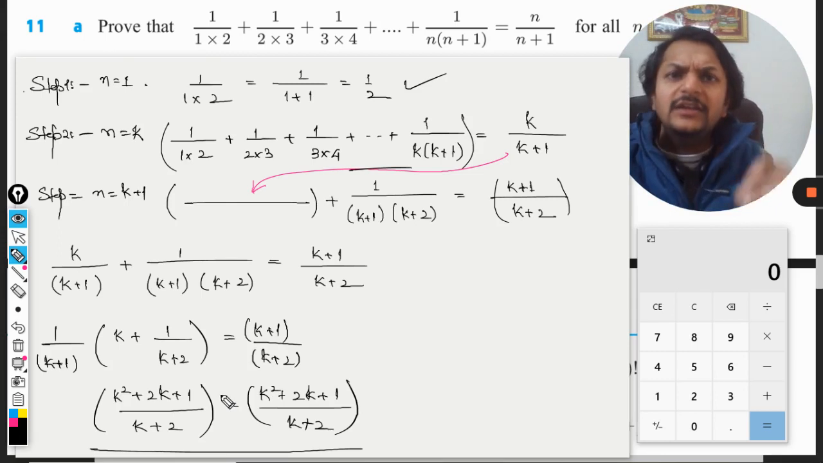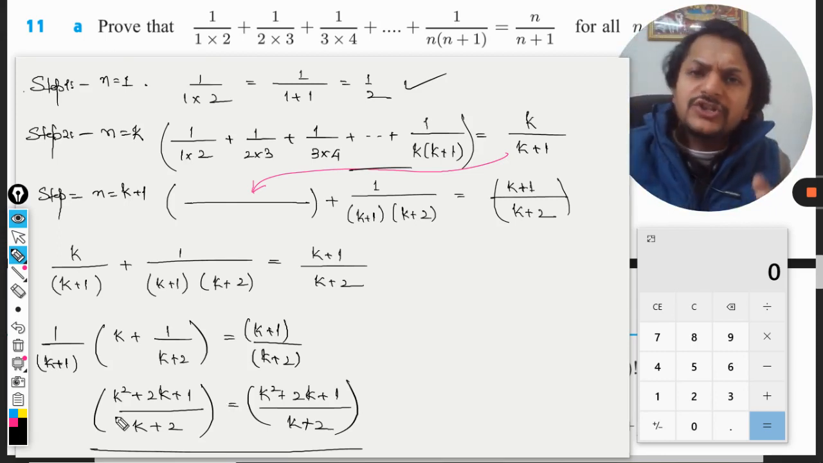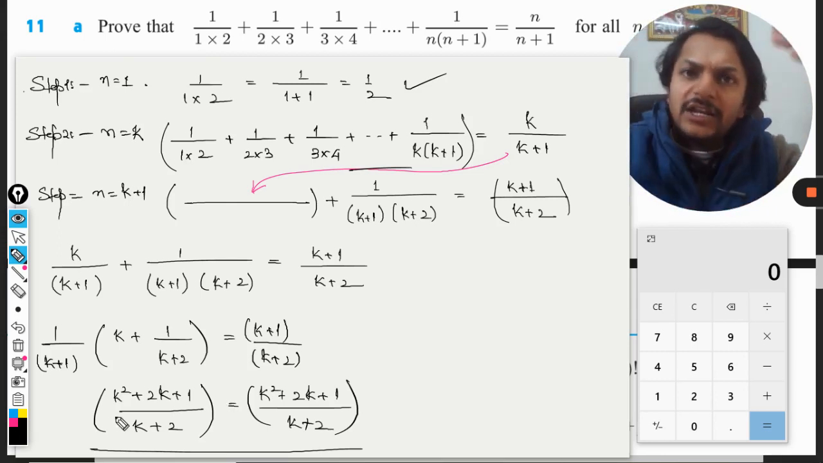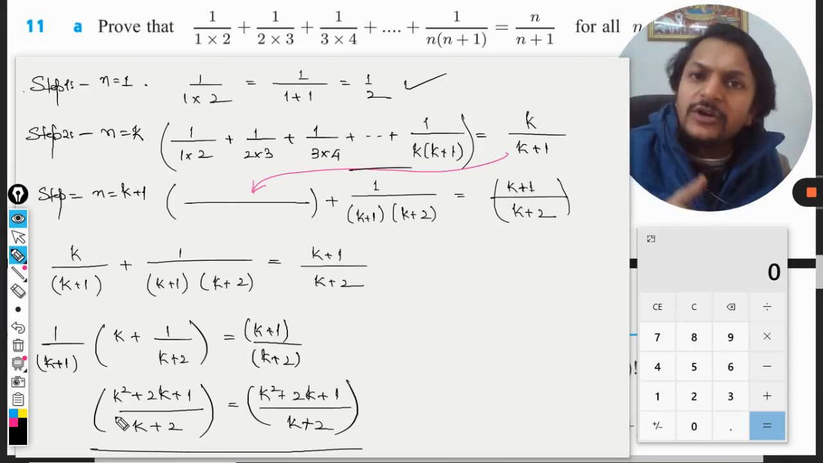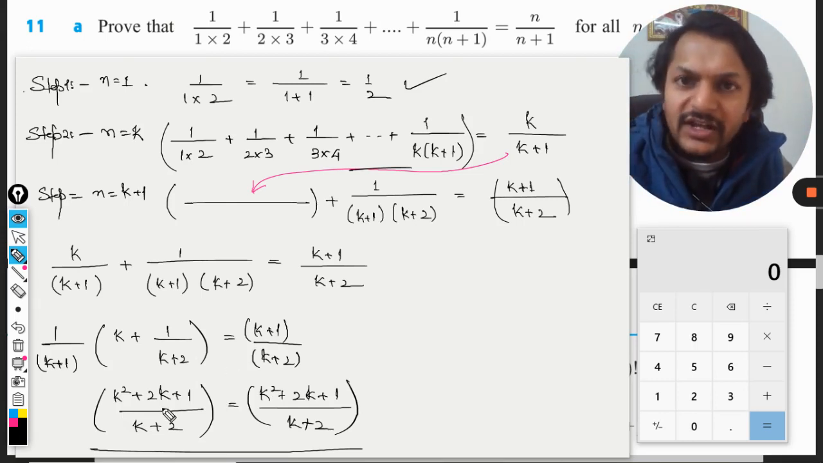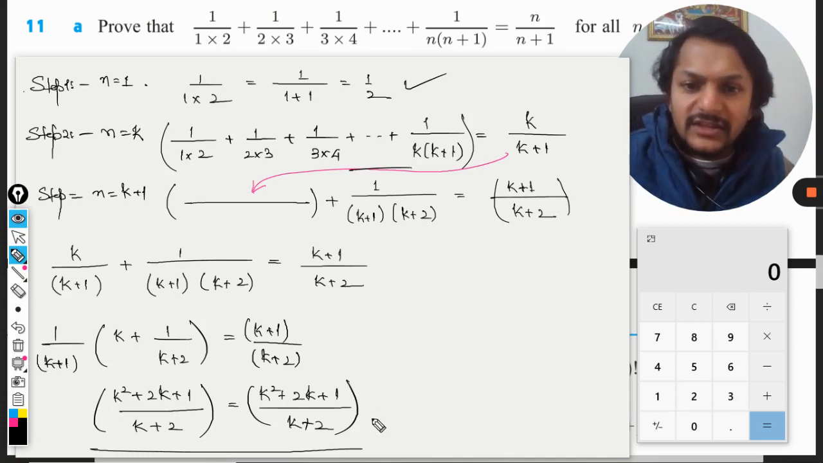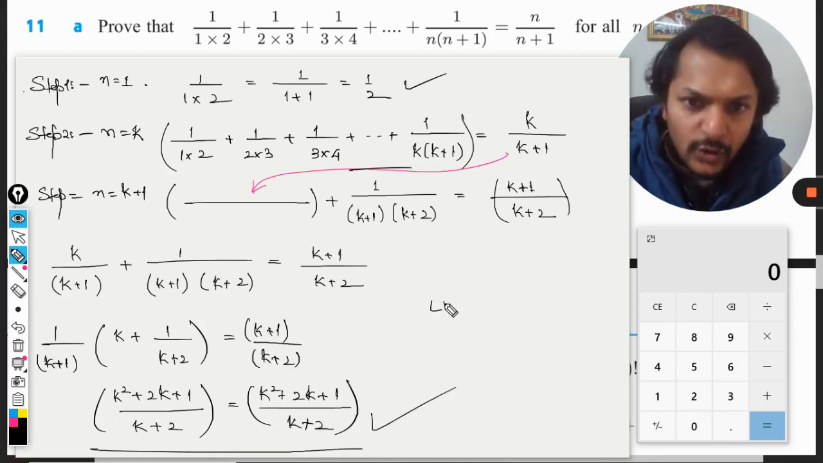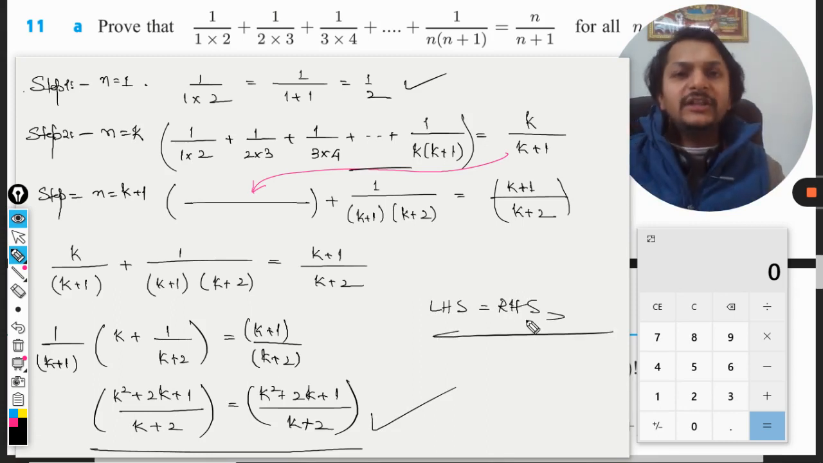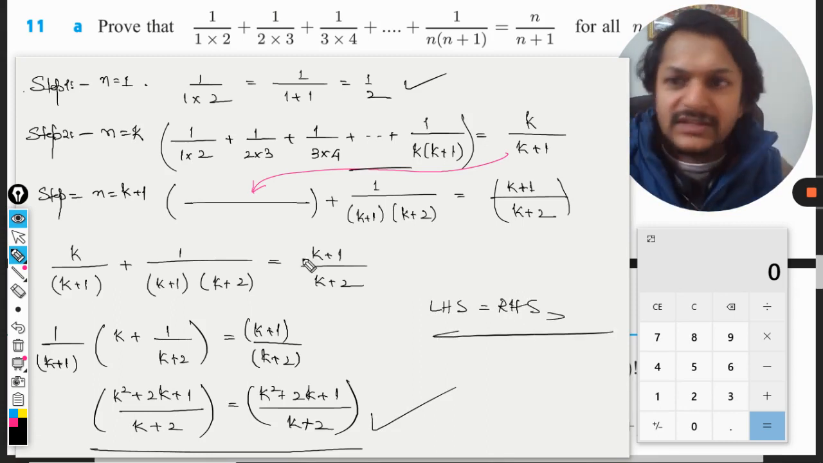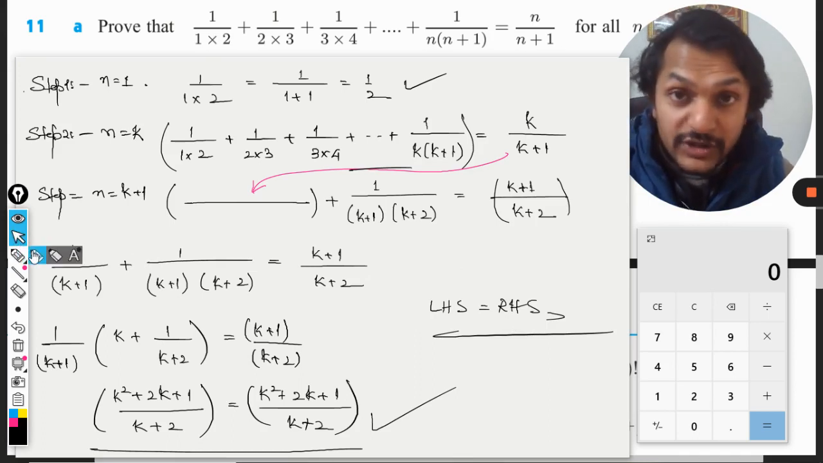I could have done it the other way also by not disturbing the right hand side and keep on doing work, keep on factorizing this quadratic equation, but it would have taken a lot of time. So that is why I have just done this. Even this is right. So LHS is equal to RHS. And there we go. By the principle of mathematical induction, this thing is proved. Let us move to the next question now.